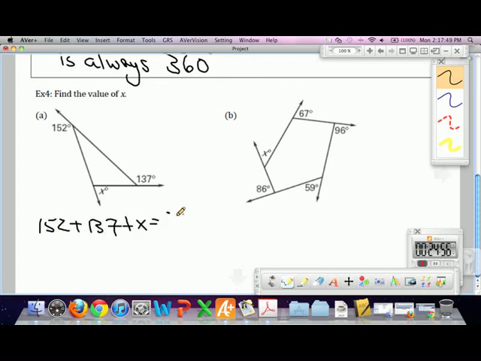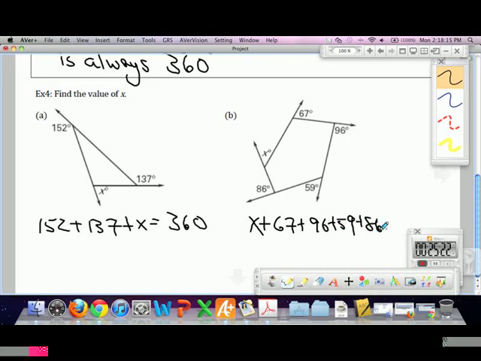Is that just a triangle? And this is true for any polygon. So even in this pentagon, if I add up all the exterior angles, one per vertex, they're still constantly 360. So x plus 67 equals 360. You can solve for x.